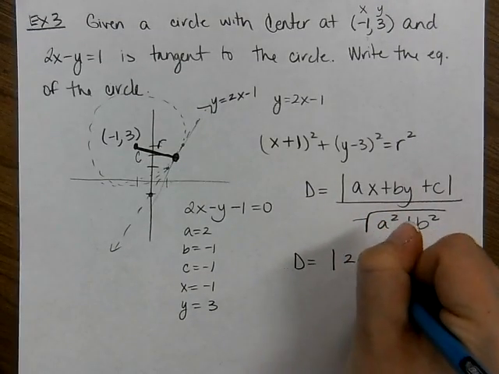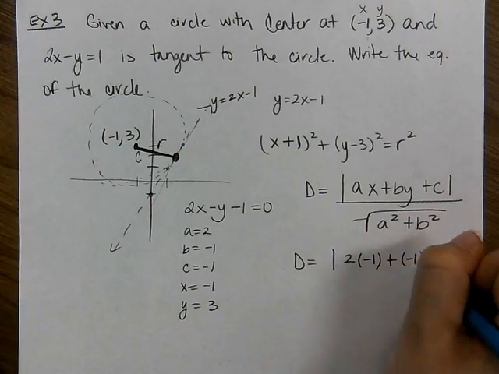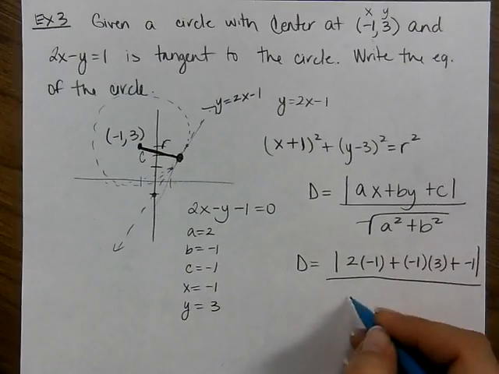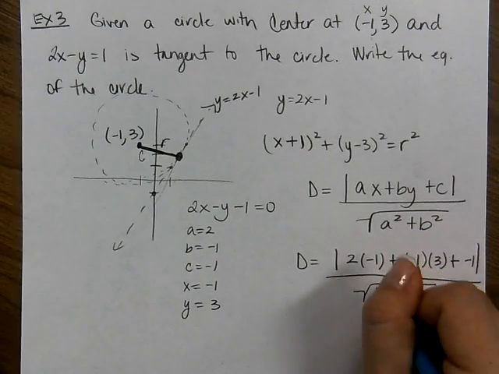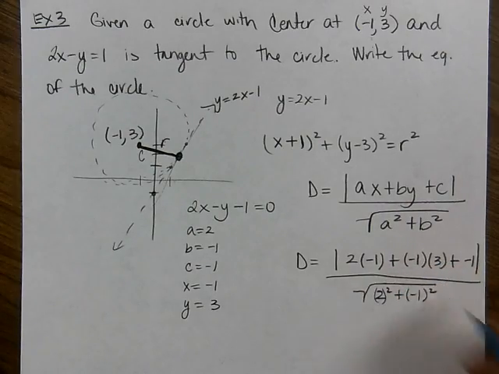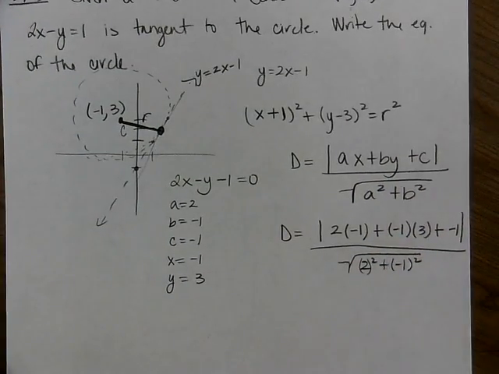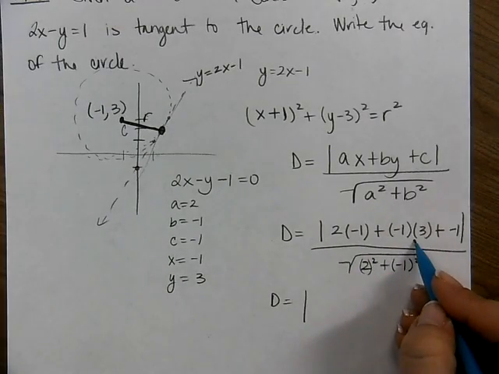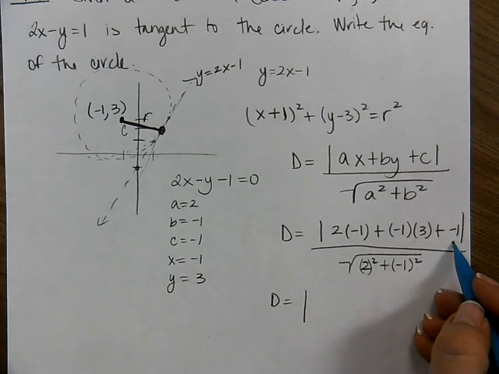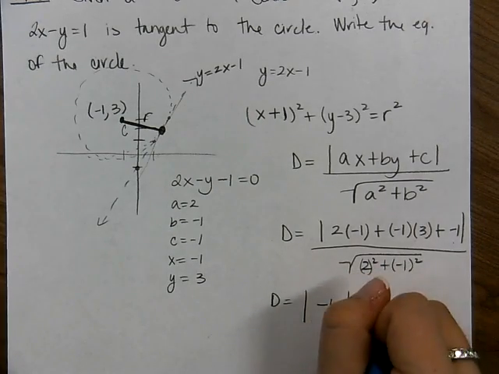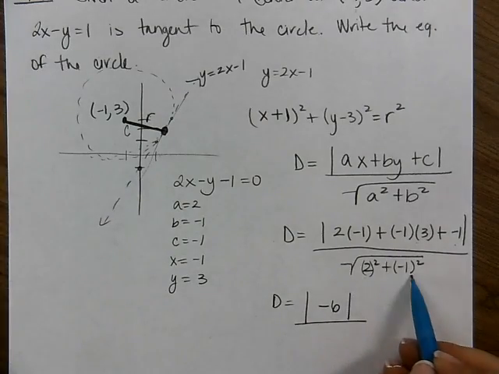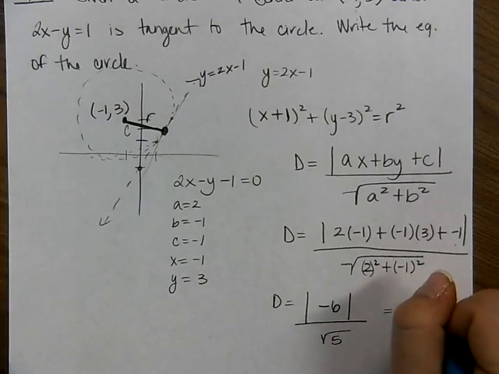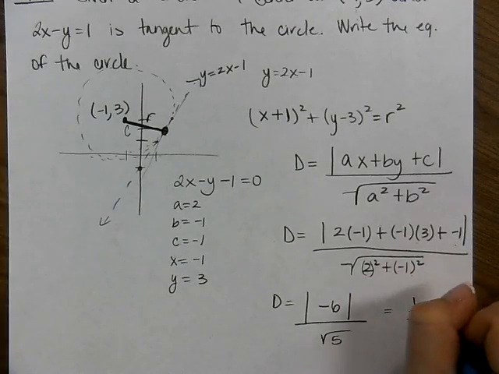So I have 2 times -1 plus -1 times 3 plus a -1 over the square root of 2 squared plus a -1 squared. Right? You're just plugging in the pieces and then you're going to simplify it. So let's see, we get a -2 plus a -3 plus a -1. So -6 over 4 plus 1 is 5. So square root of 5. So this is going to be 6 over the square root of 5.